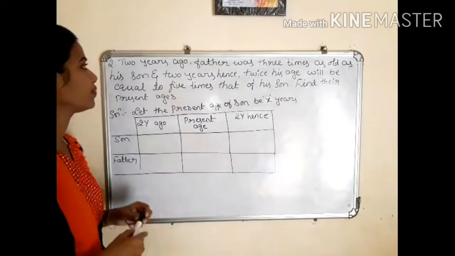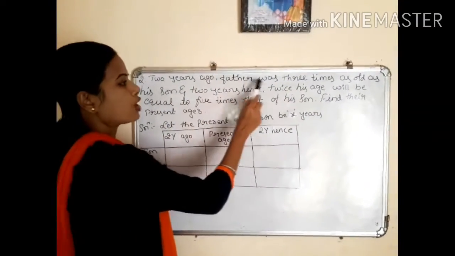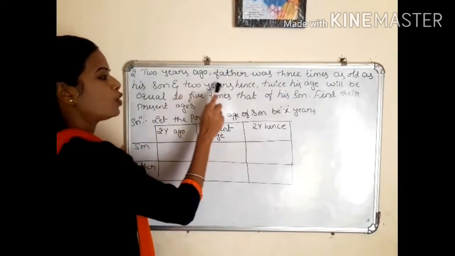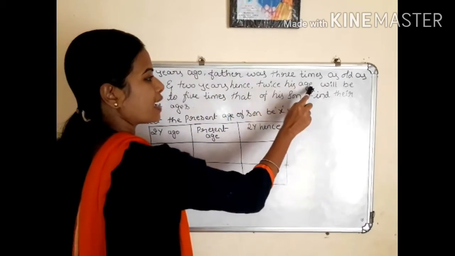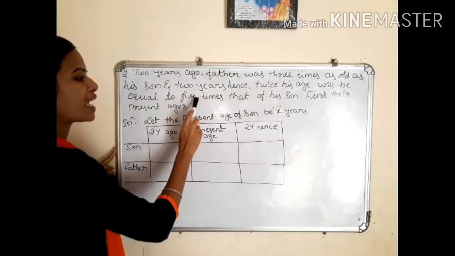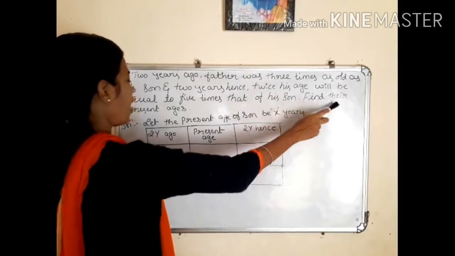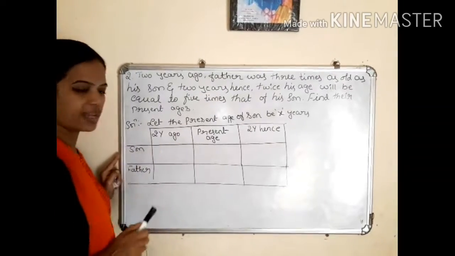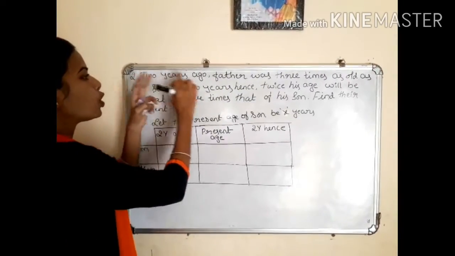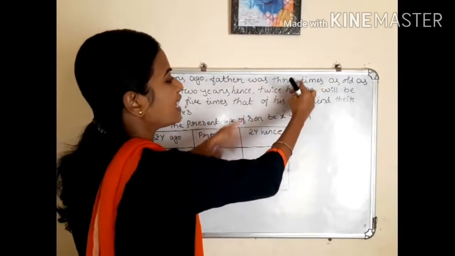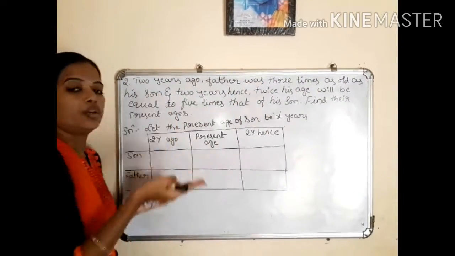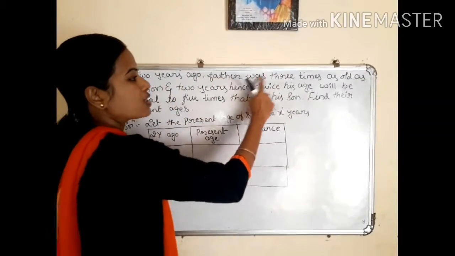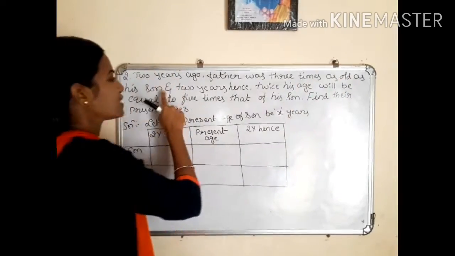Question number 2. 2 years ago, father was 3 times as old as his son, and 2 years hence, twice his age will be equal to 5 times that of his son. Find their present ages. One more time I will repeat the question. This question is very important, children. They gave: 2 years ago, father was 3 times as old as his son. 2 years ago means before 2 years, father was 3 times as old as his son.